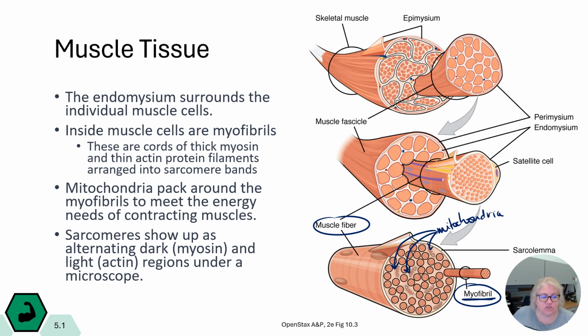So sarcomeres show up as alternating dark myosin and light actin regions under a microscope. In the next video, we'll look more at sarcomeres and how they function.